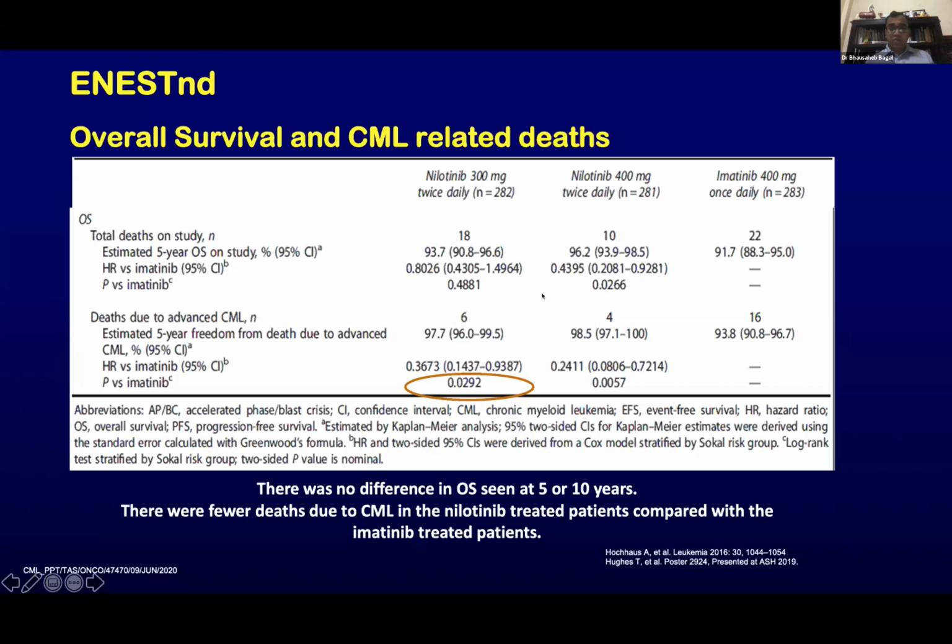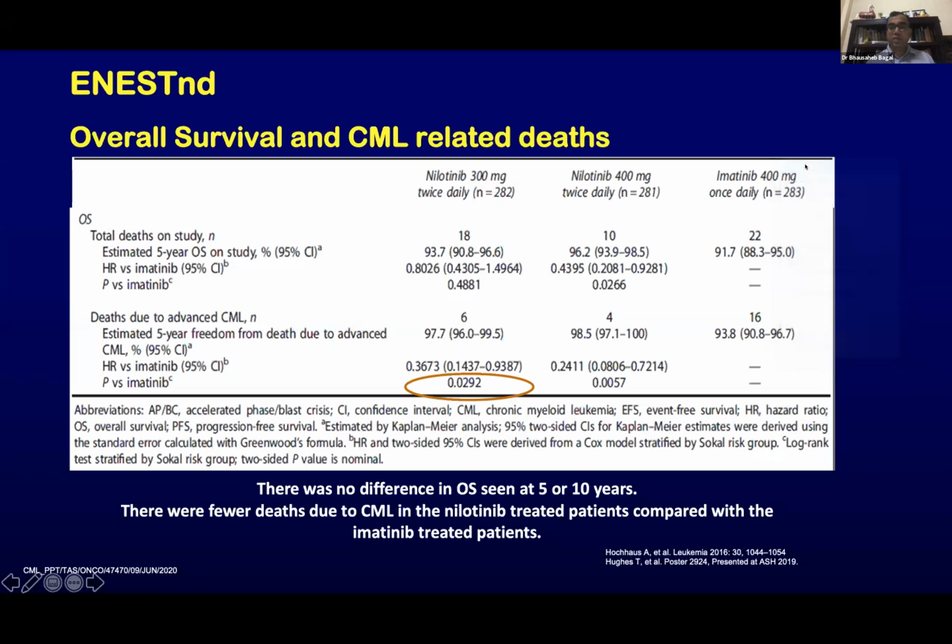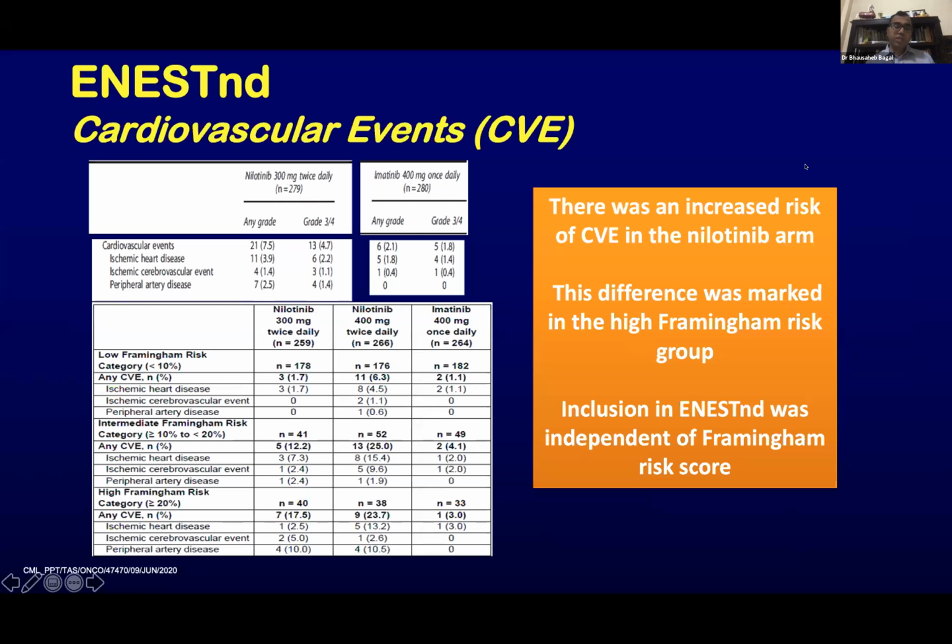What we are always looking at is overall survival. The overall survival is not different between imatinib and nilotinib, and this is the potential of the drug demonstrated in terms of depth of response and rapidity, but it is difficult to show given the excellent outcome with imatinib. But for CML-related death, it achieves significance as far as CML-related survival is concerned. One important thing is you have equivalent overall survival, but you have a more efficacious drug.